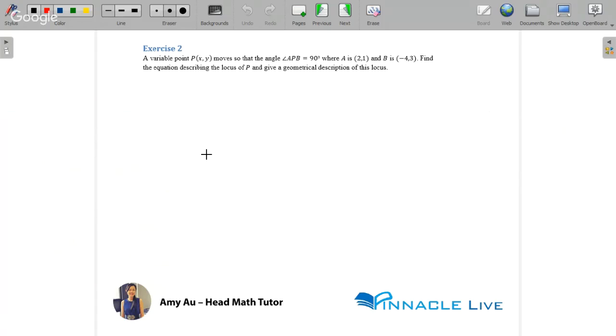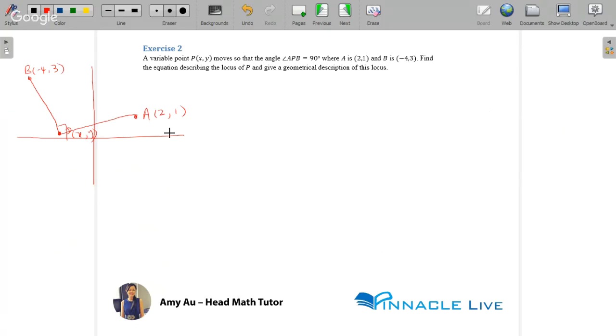This is a gradient condition. So what we've got here is, let's sketch the situation. We've got two points, (2, 1) and (-4, 3). And we've got the point P where angle APB is 90 degrees. So let's say P is here. So this is 90 degrees.